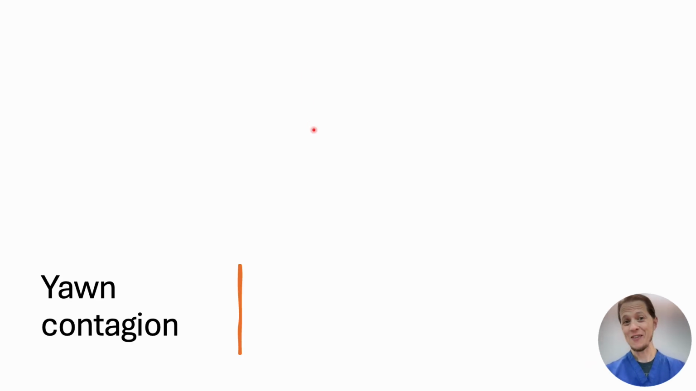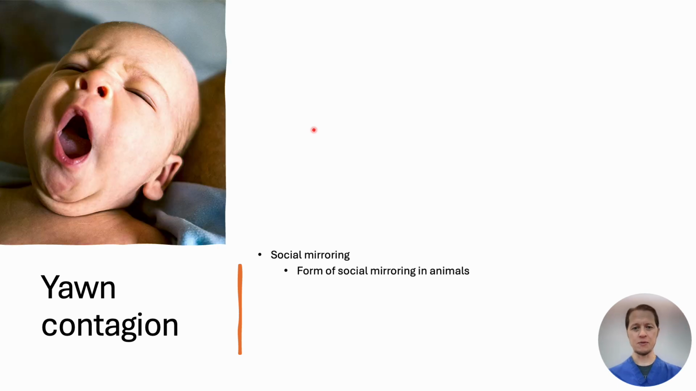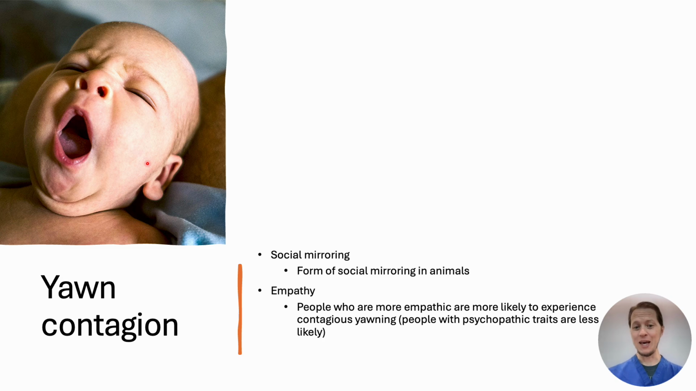Now, how about this? Have any of you heard of yawn contagion? Yes, it is potentially contagious, and there are theories about this. One is social mirroring. It seems to be a form of social mirroring in animals. So if you see someone yawn, perhaps you start yawning yourself. Another theory is that it is a form of empathy.